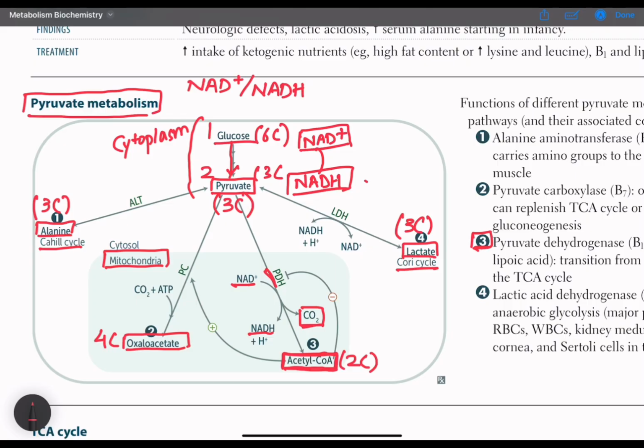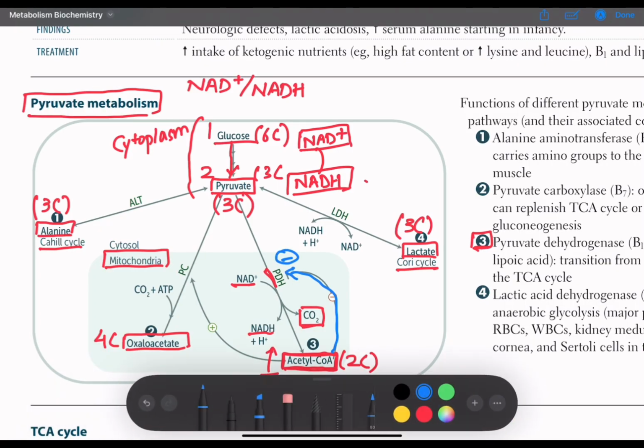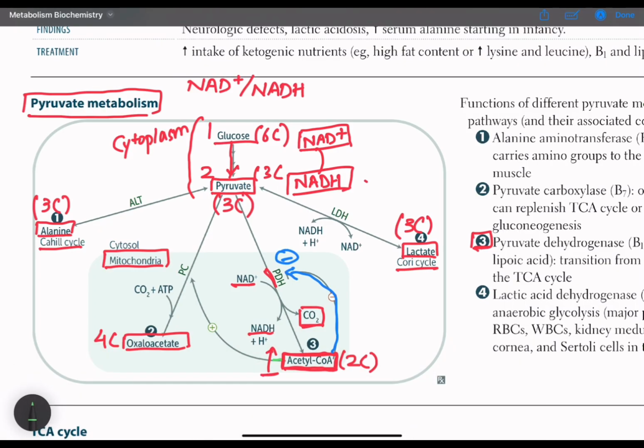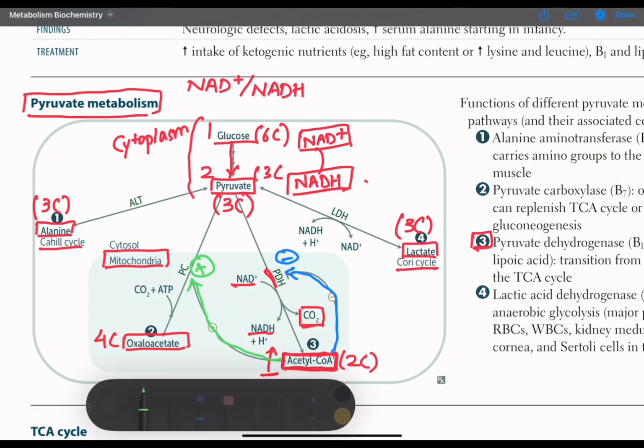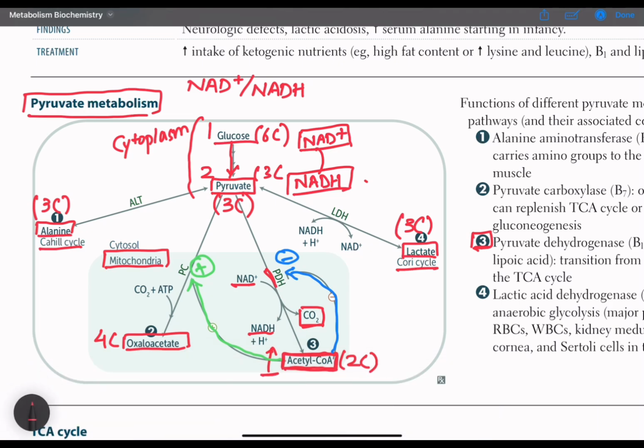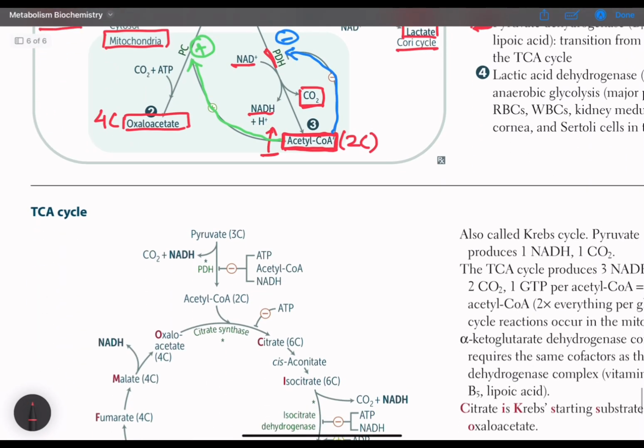Now, the increased concentration of acetyl-CoA leads to the inhibition of pyruvate dehydrogenase complex. It inhibits pyruvate dehydrogenase, while on the other hand, it activates another enzyme, pyruvate carboxylase. What does it mean? If you look over here, pyruvate, a 3-carbon structure, is converted into acetyl-CoA, a 2-carbon structure, and CO2 and NADH are liberated.